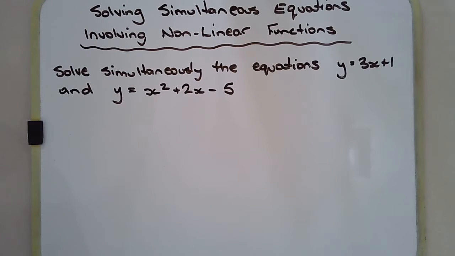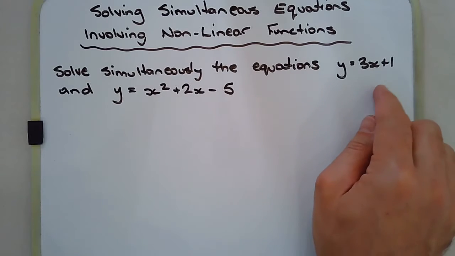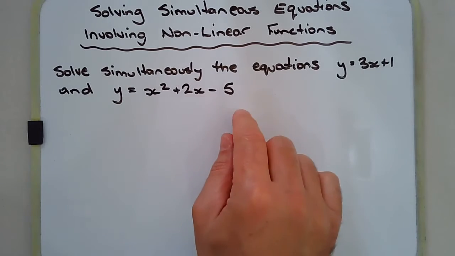Simultaneous equations can also be used to solve for equations where non-linear functions are involved. So we've looked at examples that involve the intersection of two straight lines. But what if one of the equations represents a curve of sorts? Let's have a look at this example. Solve simultaneously the equations y equals 3x plus 1 and y equals x squared plus 2x minus 5.